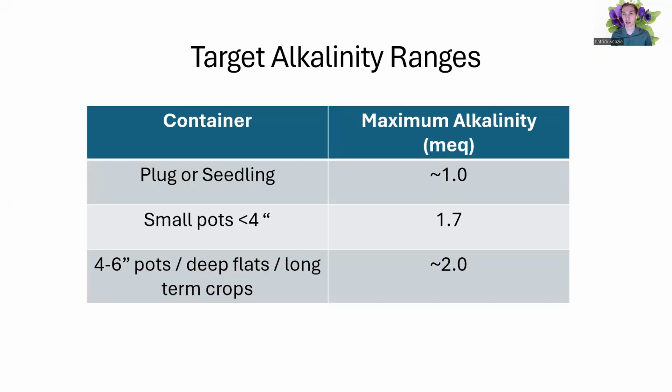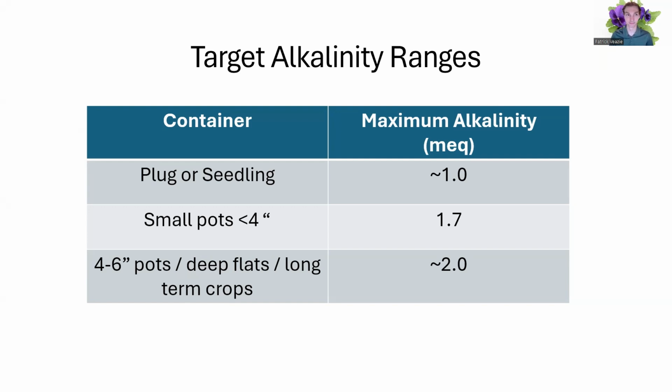So looking at target alkalinity ranges, there's not one size fits all. For container size, it varies greatly. Looking at a very small container with a small root zone, we're going to be looking at a lower maximum alkalinity of about 1 milliequivalent. And then in 4 to 6 inch pots, being the greater, we can have about 2 milliequivalents maximum. So understanding what you are growing and what target alkalinity you want to be shooting for is very important.